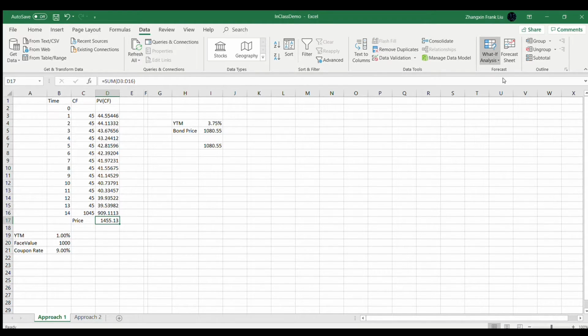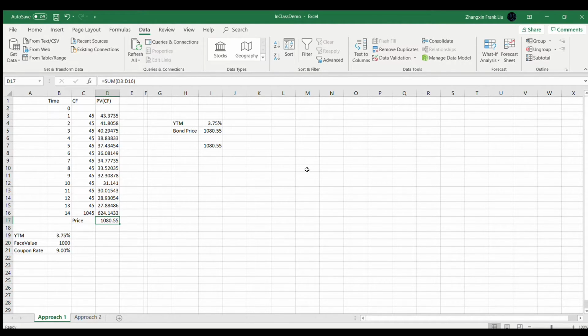And so the idea here is very similar to what was done before. When I use the what-if analysis, my goal seek is that I want to set cell 1455 to my target 1080.55 by changing the yield to maturity cell, and that will just run a whole bunch of iterations, trial and error, and tell me 3.75% is the number where my price will equal 1080.55. All right, that's the first half of the question.